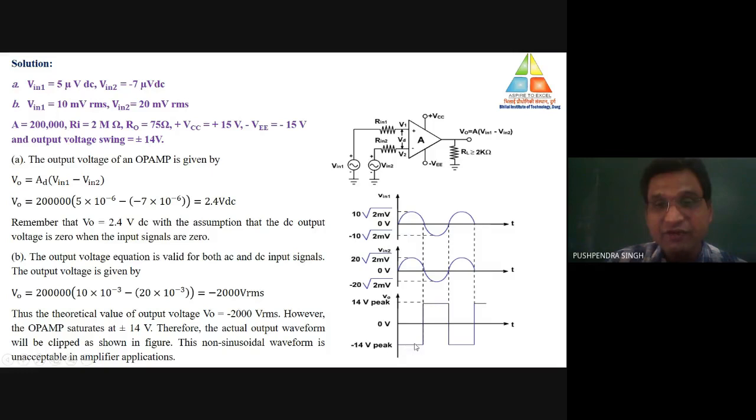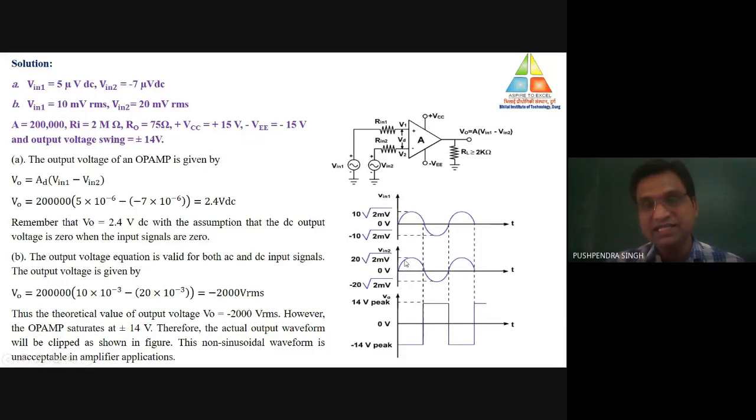Why does it start from the negative side? Because its sign is minus. Whenever the input signal is at the positive half cycle, due to that negative sign, the output is negative. Already I told you, a negative sign only represents that there is a phase shift of 180 degree between input and output. So for positive input voltage, you get negative output voltage.